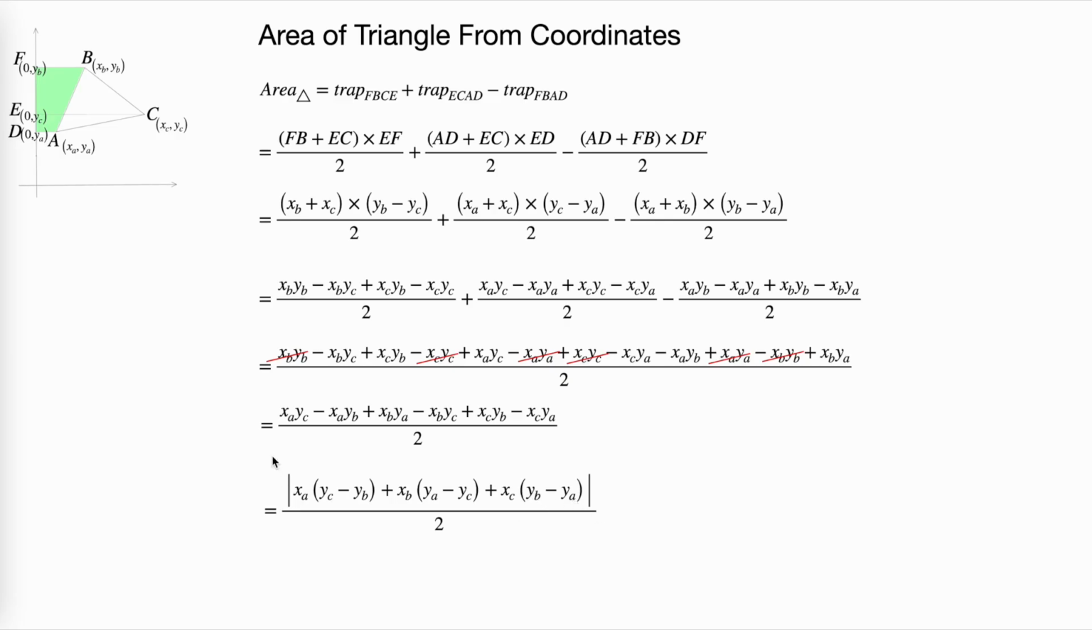This is the area of a triangle formula when you're given coordinates. This formula will save you a bit of time.